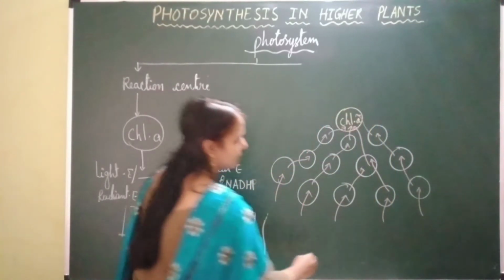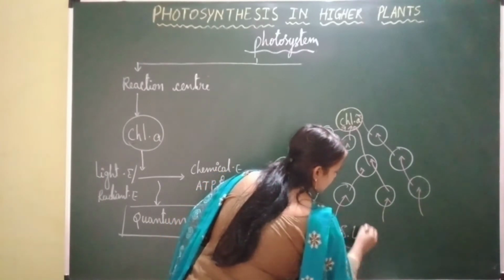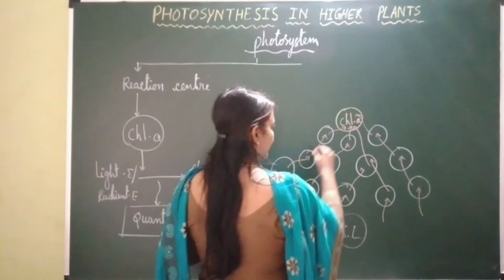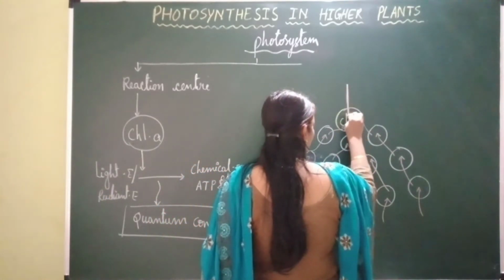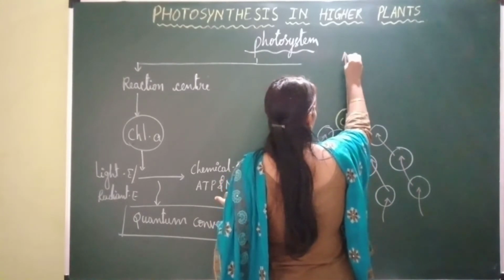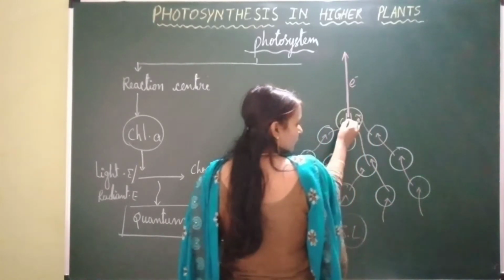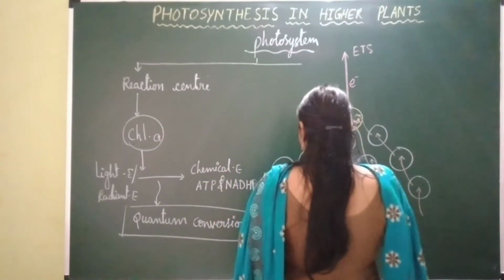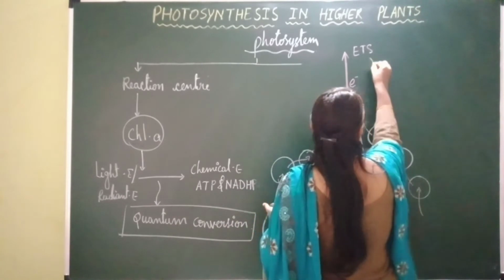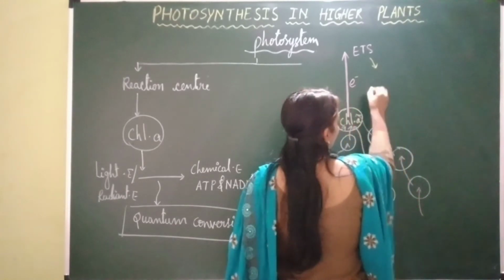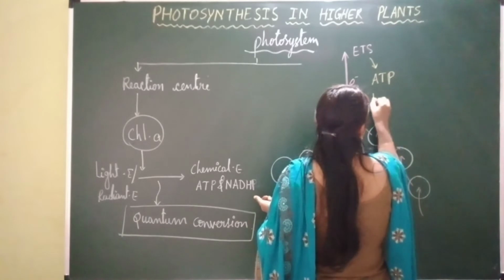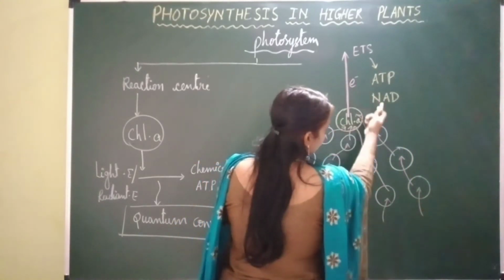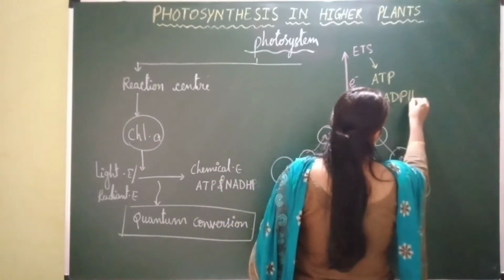Okay, so after absorption of different wavelengths of sunlight, what happens? This chlorophyll A gets activated and extrudes its electron. The electron present in this chlorophyll A gets excited and enters into ETS. Through ETS, it results in the formation of chemical compounds called ATP and NADPH. So what is happening here? Light energy is finally converted into chemical energy, that is ATP and NADPH.